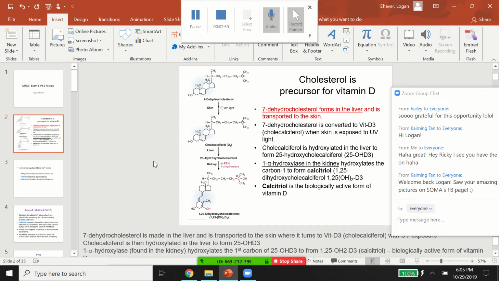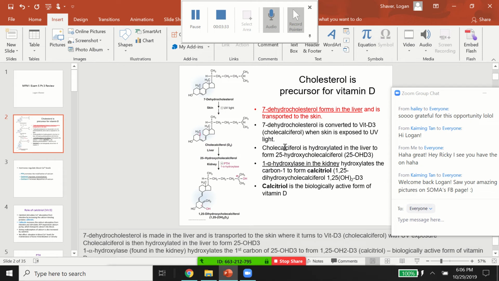But anyway, what you need to know from this is basically this whole slide, as far as what form comes from where, and where it transports to. That's very important. For instance, I have in red here that 7-dehydrocholesterol forms in the liver, so know where it forms. And then it's transported to the skin. That's where UV light converts it to cholecalciferol. So it converts this 7-dehydrocholesterol with UV light at the skin into cholecalciferol, or vitamin D3.